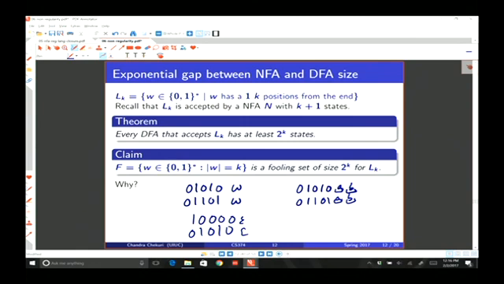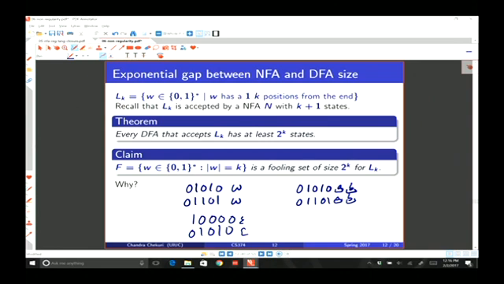Can you explain the definition of L_k? It's a 1 in the kth position from the end. That means that if you look at the string, if it has length less than k, it is not accepted because there is no 1 in the kth position from the left. If it is longer than k, it should have a 1 in that position from the other side.